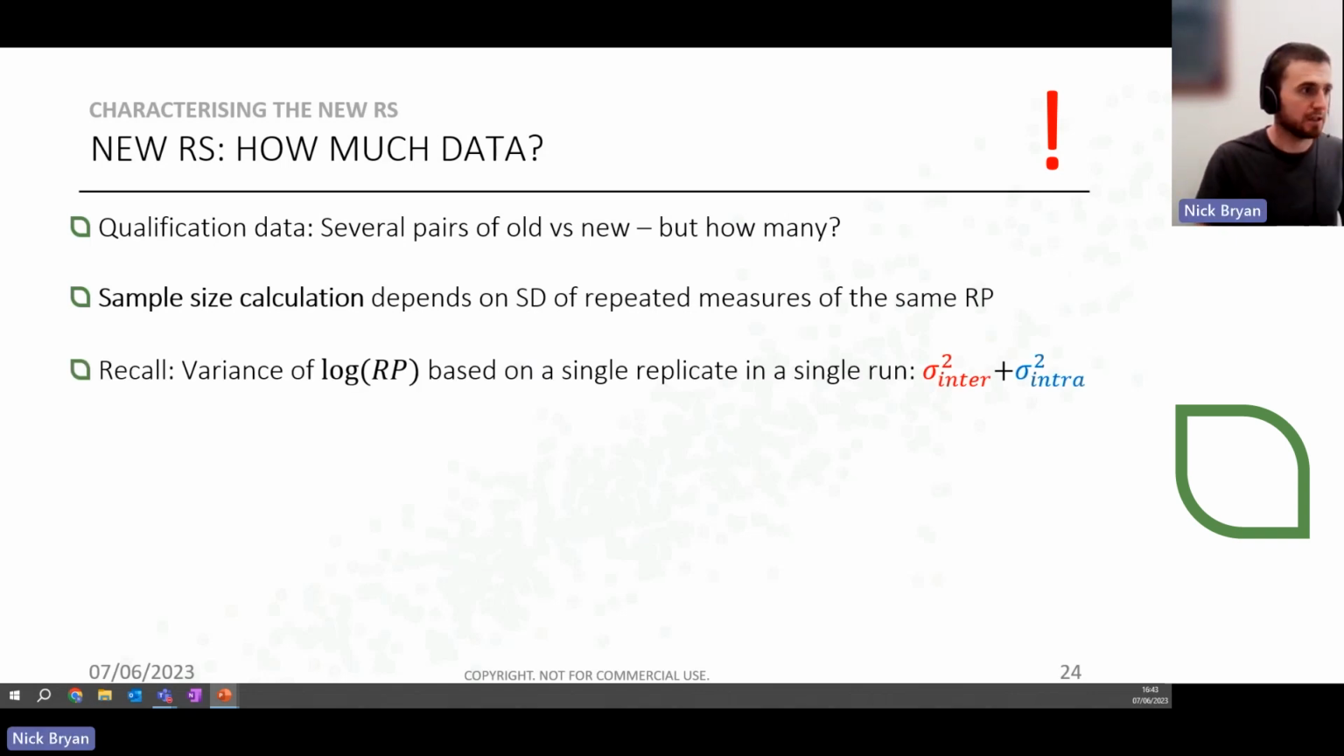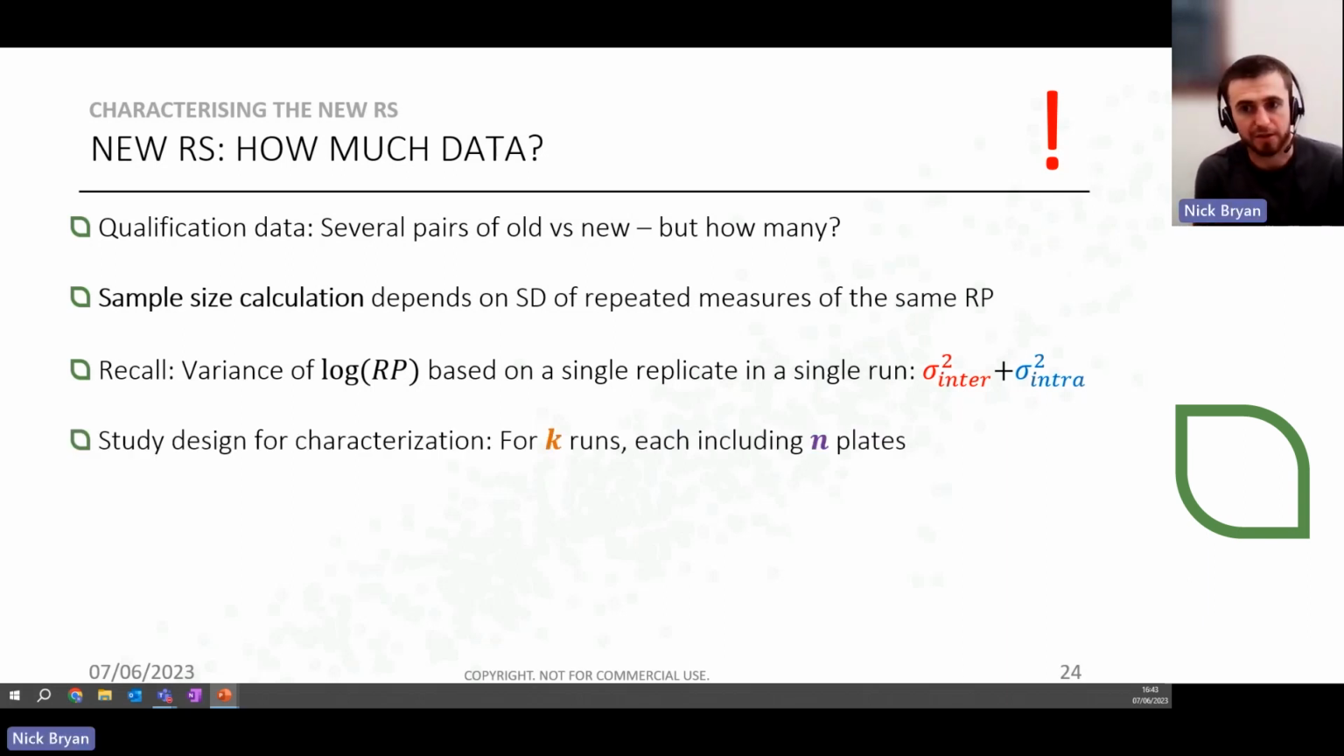So from earlier, you'll perhaps remember that the variation of a log relative potency value for a single replicate of a sample within a single run is calculated based on the sum of the inter and intra assay variances. For the qualification study, we want to know how many runs we'll need to conduct and how many plates we should include in each of those runs.